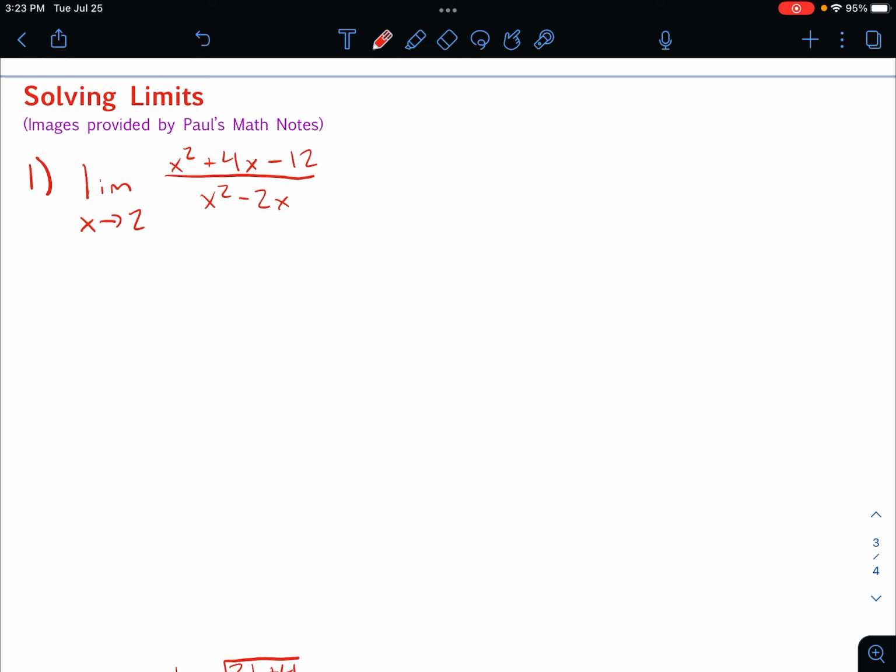So the first thing you're always going to do when solving for a limit is just put the number in. So in this case x is approaching 2, so let's just put in 2 and see what happens. We're going to get 2 squared, which is 4, plus 4 times 2, 8, minus 12, over 2 squared again, minus 2 times 2, which is 4, and that's going to give us 0 over 0. So, unfortunately, 0 over 0 is indeterminate and doesn't help us at all, but we're not stuck yet.